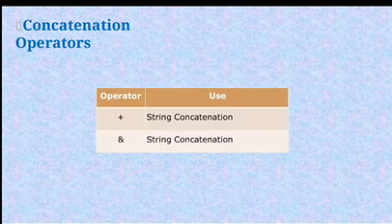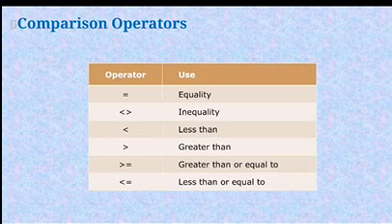Concatenation operators, plus and ampersand, string concatenation. When separate strings are to be joined together, we can use the plus and ampersand symbols to concatenate the separate strings as a single one. Comparison is also called relational operators. These operators show the relation between the numbers: equal, not equal, less than, greater than, greater than or equal to, less than or equal to.